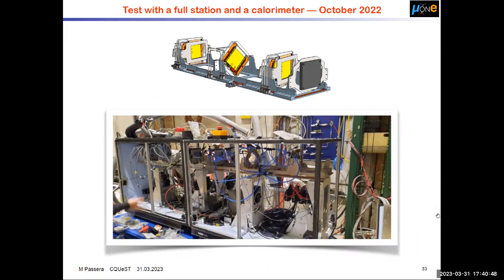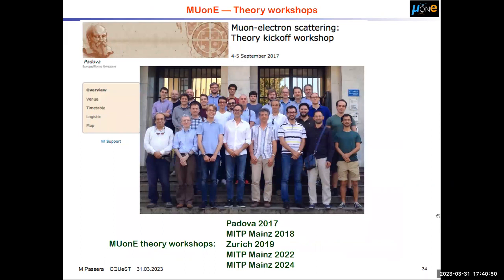And as theorists, we meet almost every year. We started in Padua in 2017. And then Mainz, MITP kindly hosted us in 2018 and will host us again in 2024 and did also this last year, and then Zurich in 2019. So we keep doing this workshop to really keep focused on the progress of the theory prediction that we need to finally build this Monte Carlo for this experiment at this level of precision.